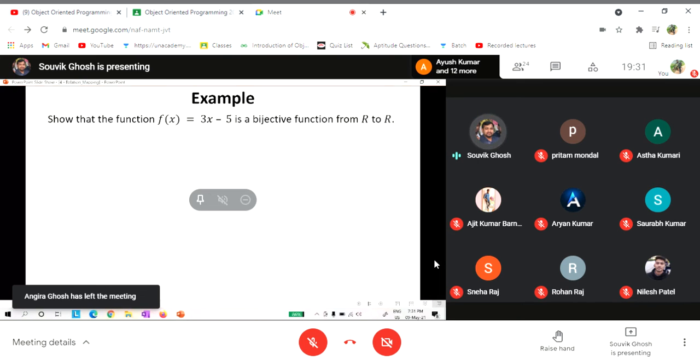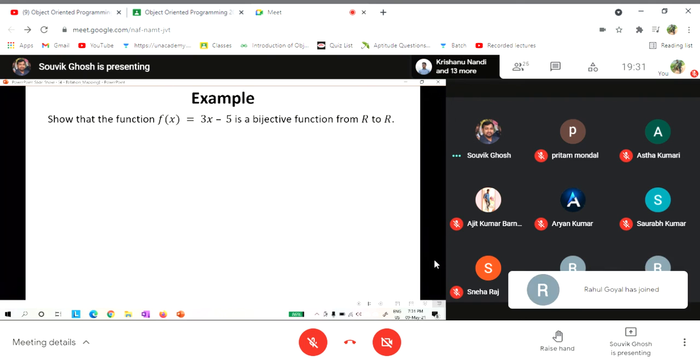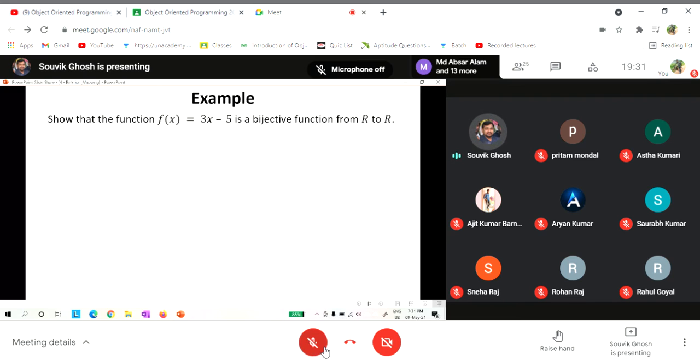Please tell me what is the domain and what is the codomain in the function f(x) = 3x - 5. Yes, so R is the domain and R is the codomain here. That means the cardinality of R is infinite, so the cardinality of domain and codomain are actually the same. So then we can proceed further.